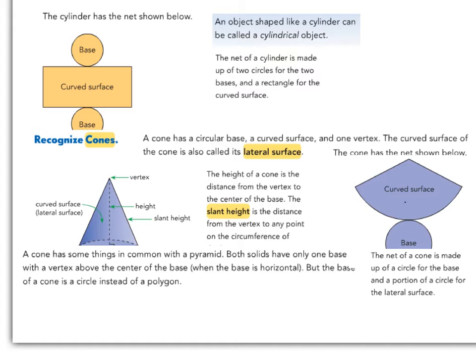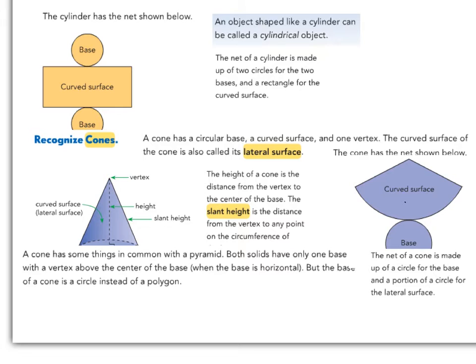Okay? The height of a cone is the distance from the vertex to the center of the base. The slant height is the distance from the vertex to any point on the circumference of the base. So the vertex is the dot at the top. The height forms a perpendicular line to the base, so it's straight down the center, and then the slant height is like the side out here.